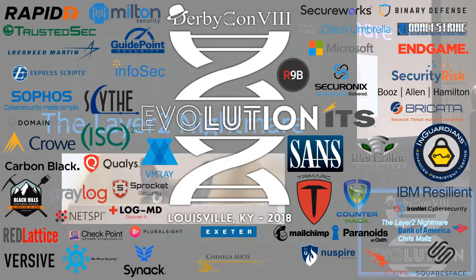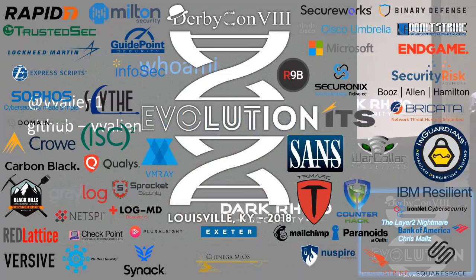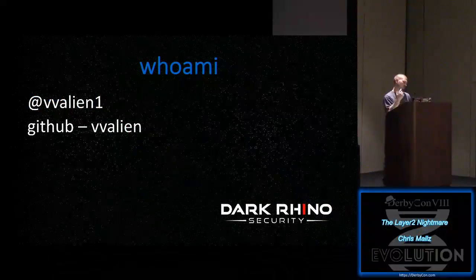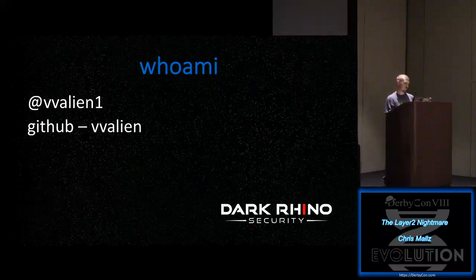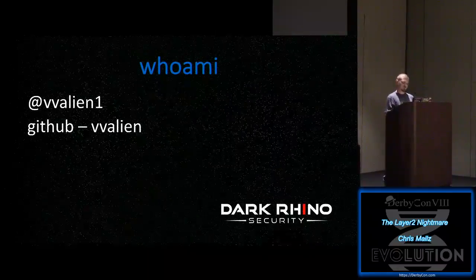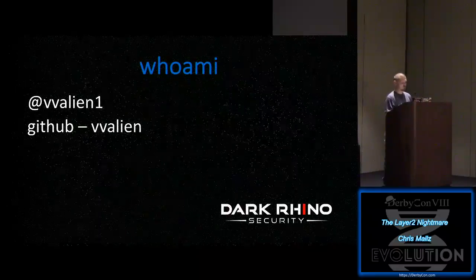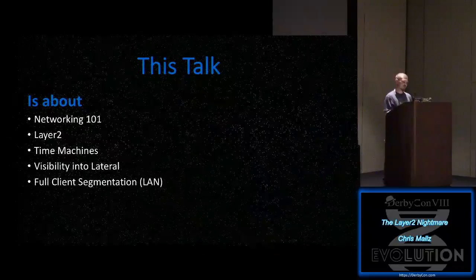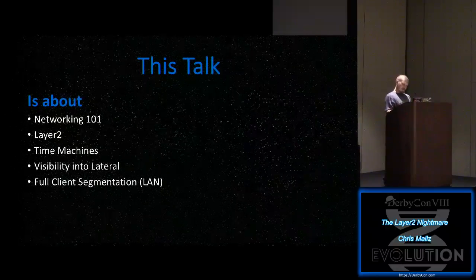Okay, I guess we'll get started. I'm VV Alien One, and I go by VV Alien on GitHub, just to switch it up a little bit. I work for Dark Rhino Security. I'm a senior threat hunter there. I get to do a lot of research. It's really fun. So this talk's going to be kind of simple, but this is essentially what it's about.